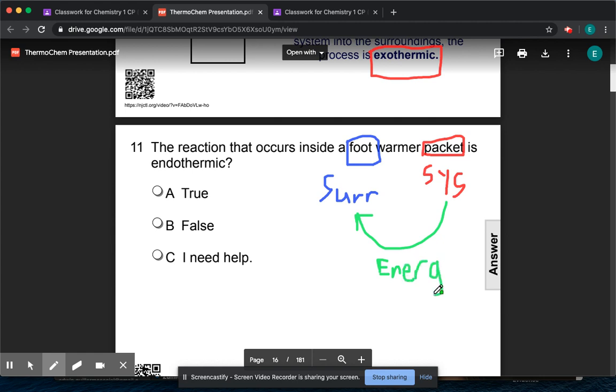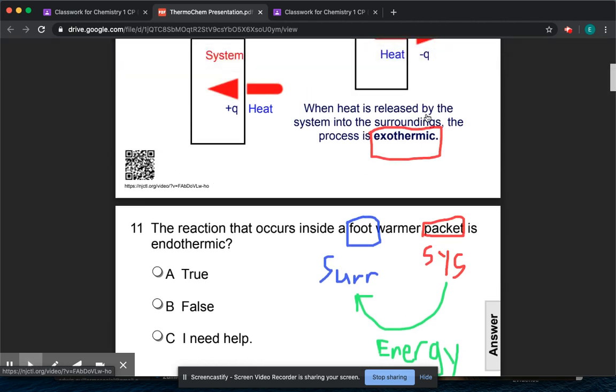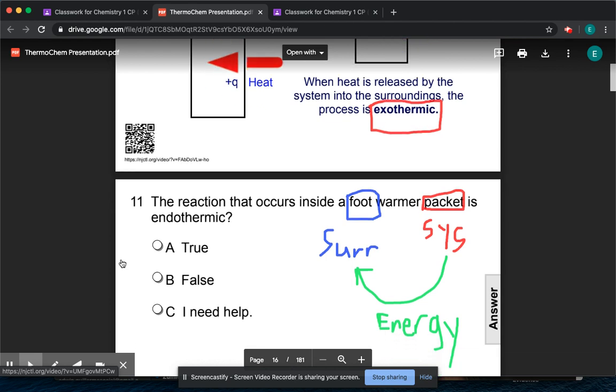And if the system is losing energy, we call that exothermic. Heat is being released. So this is not true. This is false.